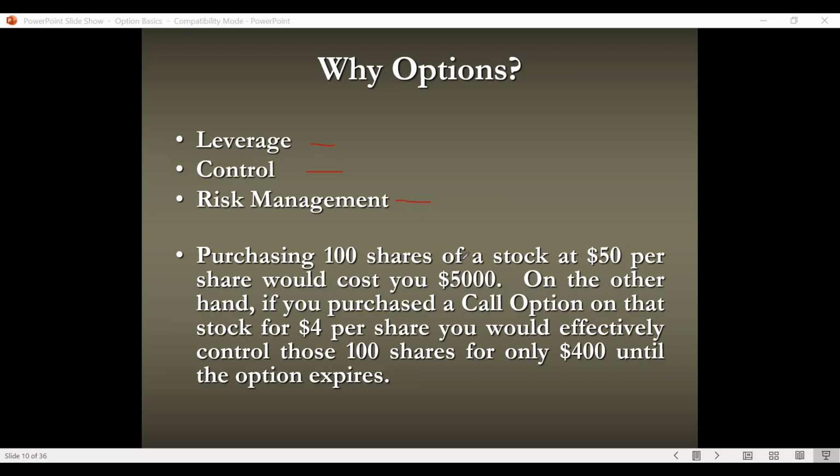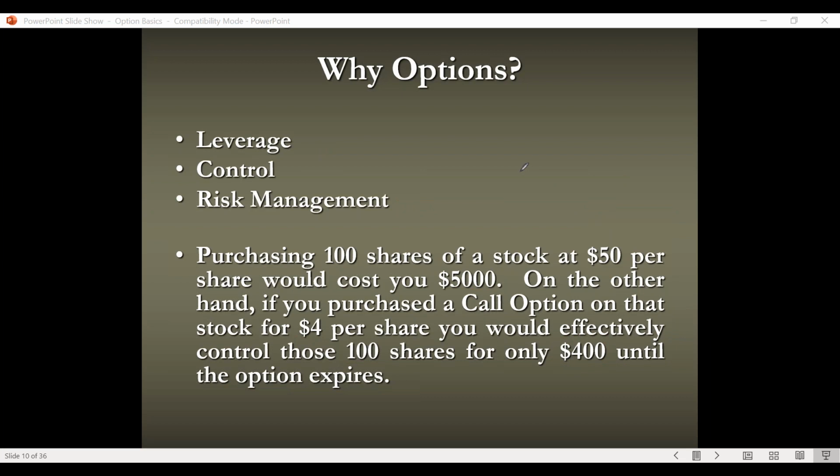Purchasing 100 shares of a stock at $50 per share would cost you $5,000 plus commissions if you're paying commissions. On the other hand, if you were to purchase a call option on that stock for, let's say, $4 per share, you would effectively control those 100 shares of stock for only $400. And this is key, until the option expires, until that expiration date. But for a fraction of the cost, I can benefit from that stock going up. So if the stock goes up to $60, my option contract would go up too. Let's say it goes up $10, and that option contract is worth $14 now. You can see where this really starts to get exciting.